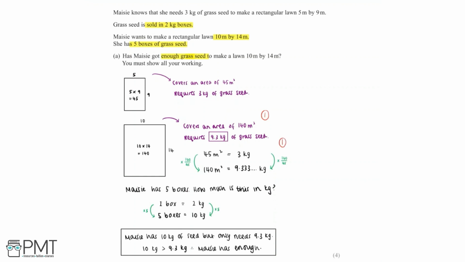We get the third mark for writing down that Maisie already has 10 kilograms of grass seed. And we get the fourth mark in part A for concluding that Maisie has 10 kilograms of grass seed, but only needs 9.3 kilograms, and so Maisie has enough grass seed to make her lawn.